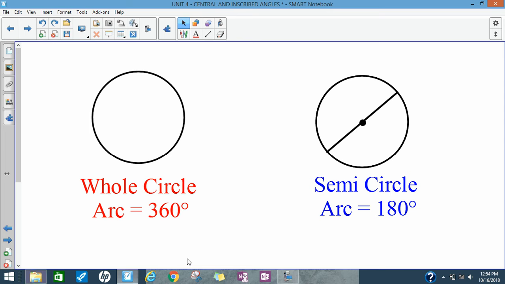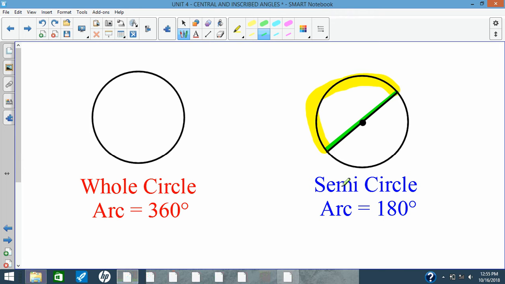And if we cut that circle in half, we call that a semicircle, and the arc of a semicircle is 180 degrees. So let me highlight an arc of semicircle. So half of this circle is 180 degrees. The other half is 180 degrees. A semicircle is created by a diameter. This black line is a diameter. And so anytime we see a diameter that goes through the center of the circle, it cuts the circle into two halves, which are semicircles that are 180 degrees.